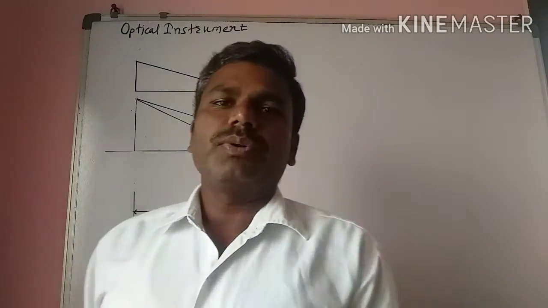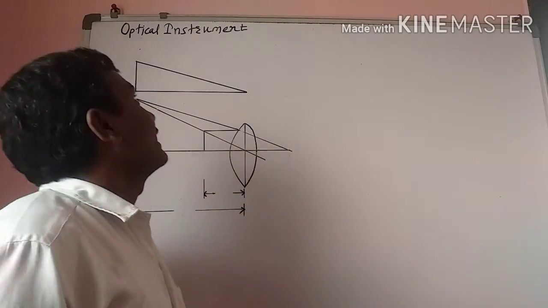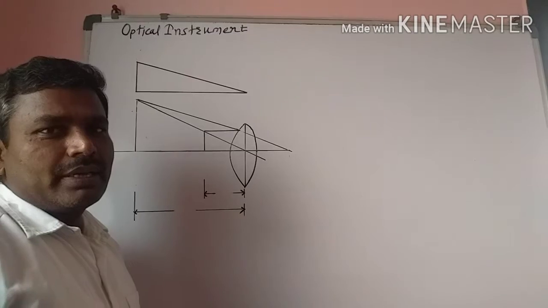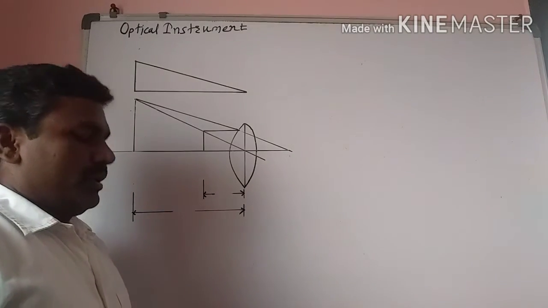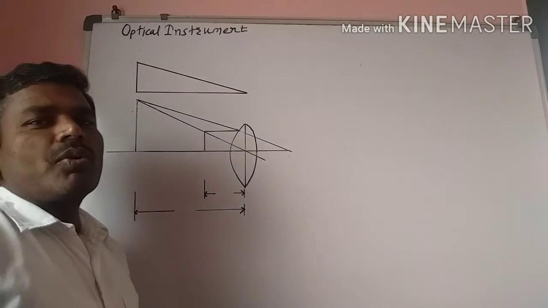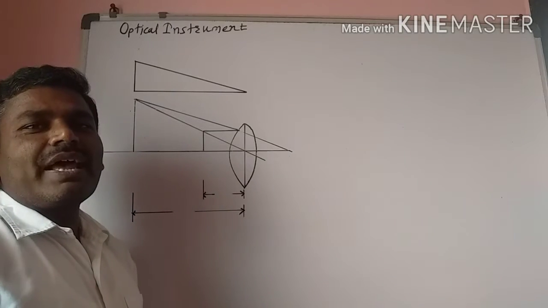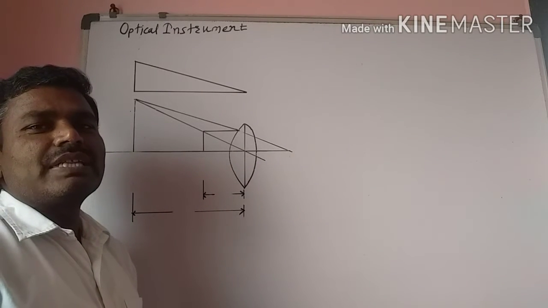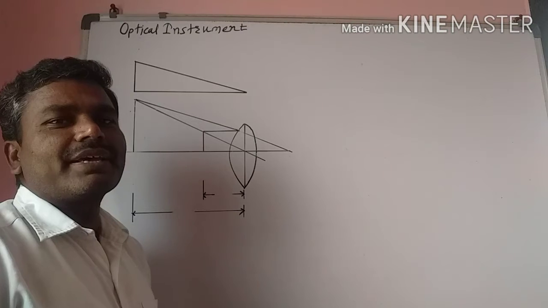Hello friends, today we learn the next point, that is optical instrument. When we see any object, that object makes an angle with our eyes. That angle is called the visual angle.